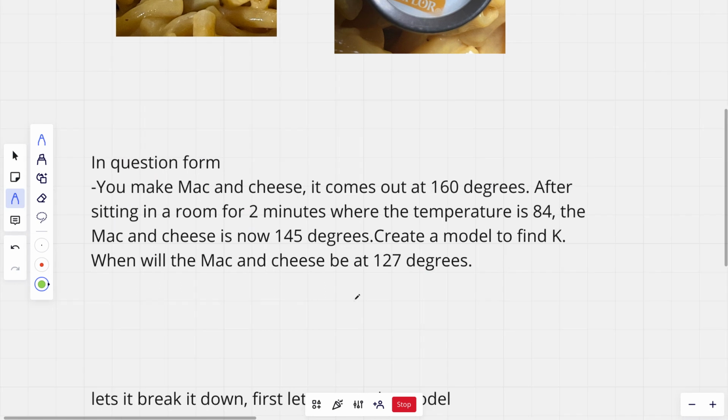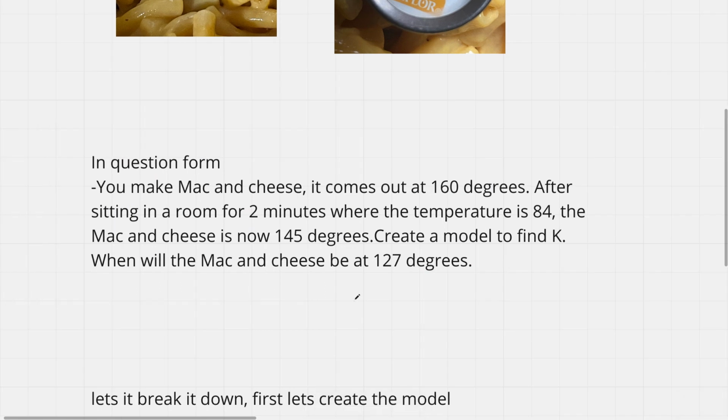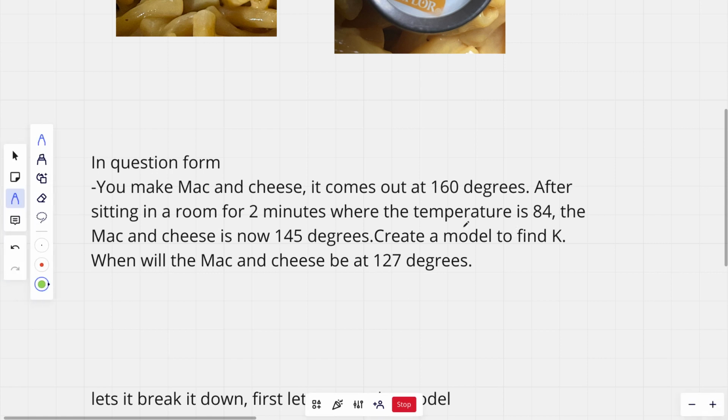You make mac and cheese. It comes out at 160 degrees. After sitting in a room for 2 minutes where the temperature is 84 degrees, the mac and cheese is now 145 degrees. Create a model to find k, and when will the mac and cheese be at 127 degrees? So there are 2 questions. First, you should try to create the model to find k. This is the first thing you should do before trying to find out when it'll be 127 degrees.